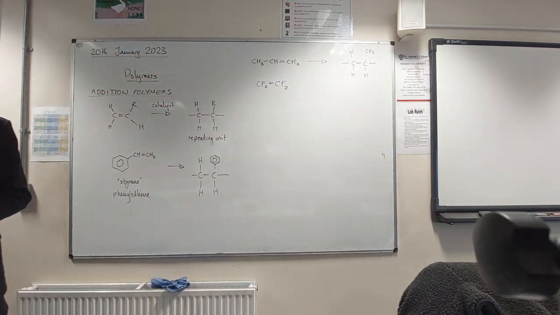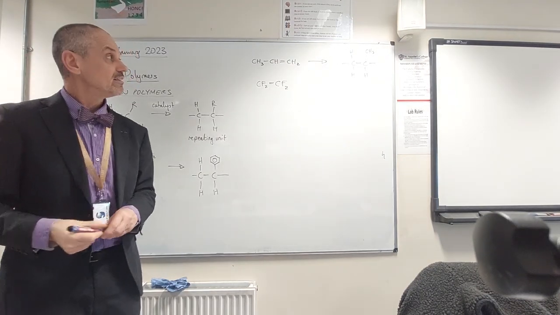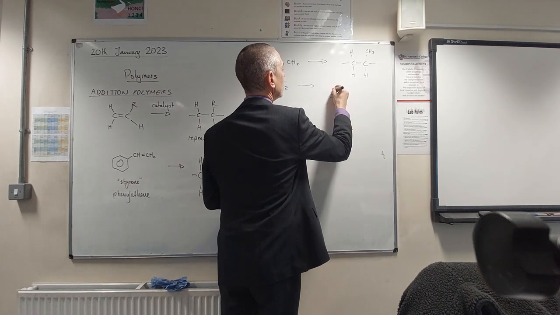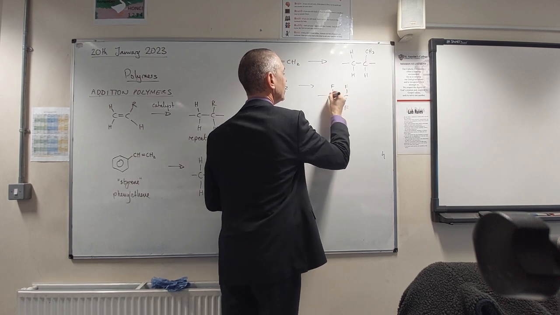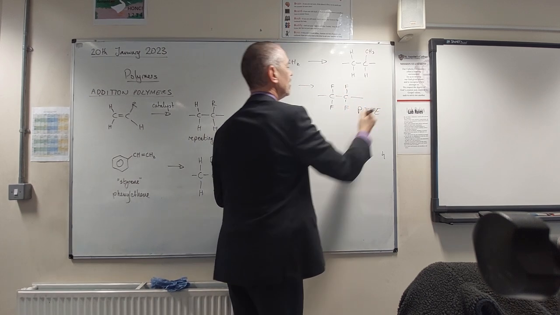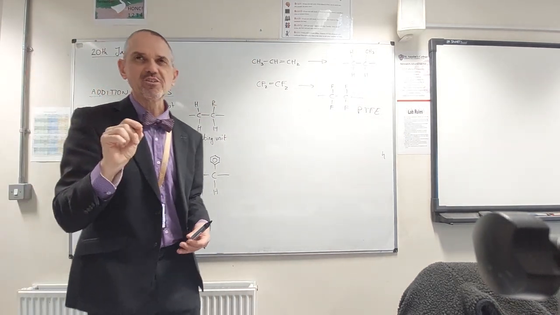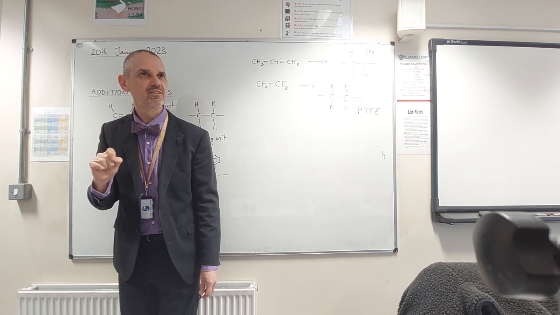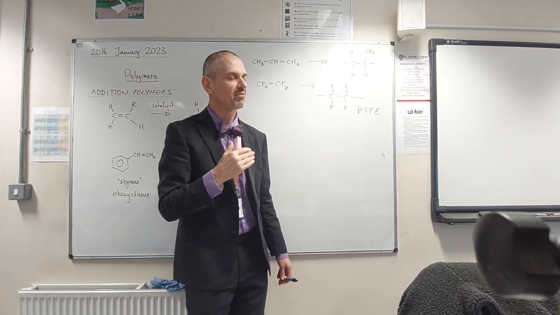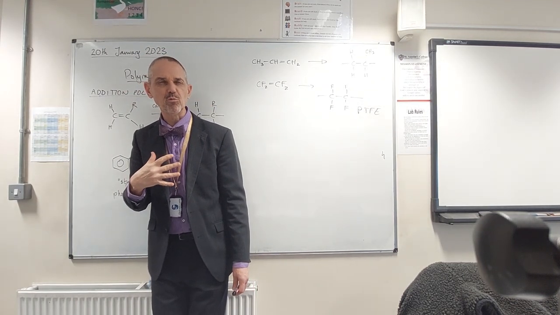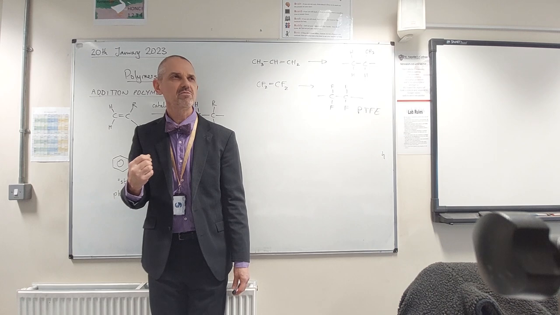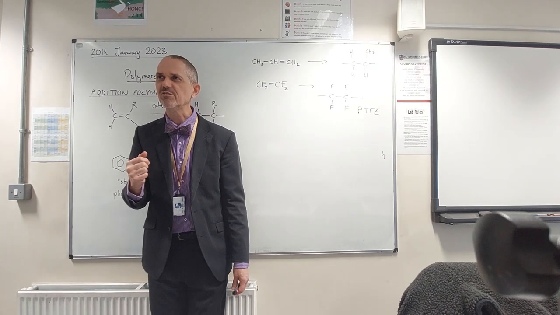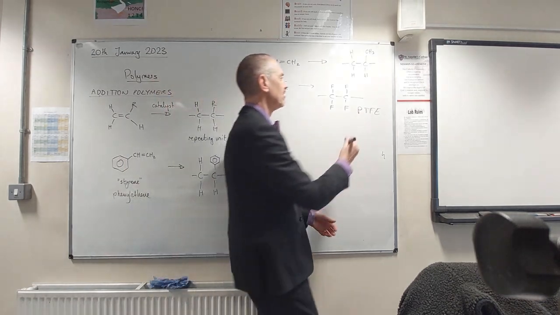You can have tetrafluoroethene, and that would make polytetrafluoroethene, which is the kind of black layer of non-sticky stuff they put on saucepans. Does anyone know what that's called? Also goes onto the surface of your Gore-Tex jackets, your waterproof jackets, because it repels things. It's not very sticky. Anyone know the substance they put on saucepans? Maybe this word isn't used very much. Do you know? It's called Teflon.